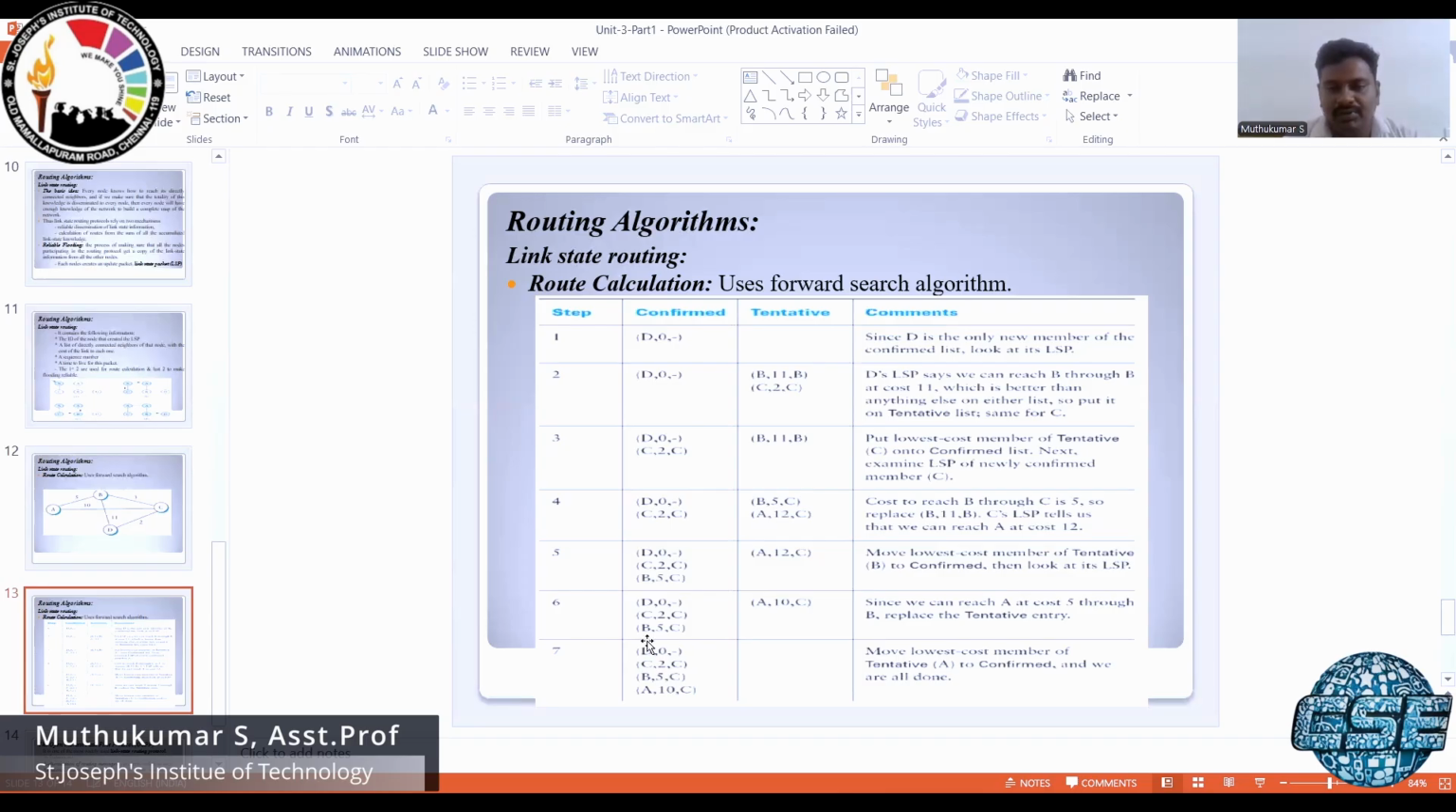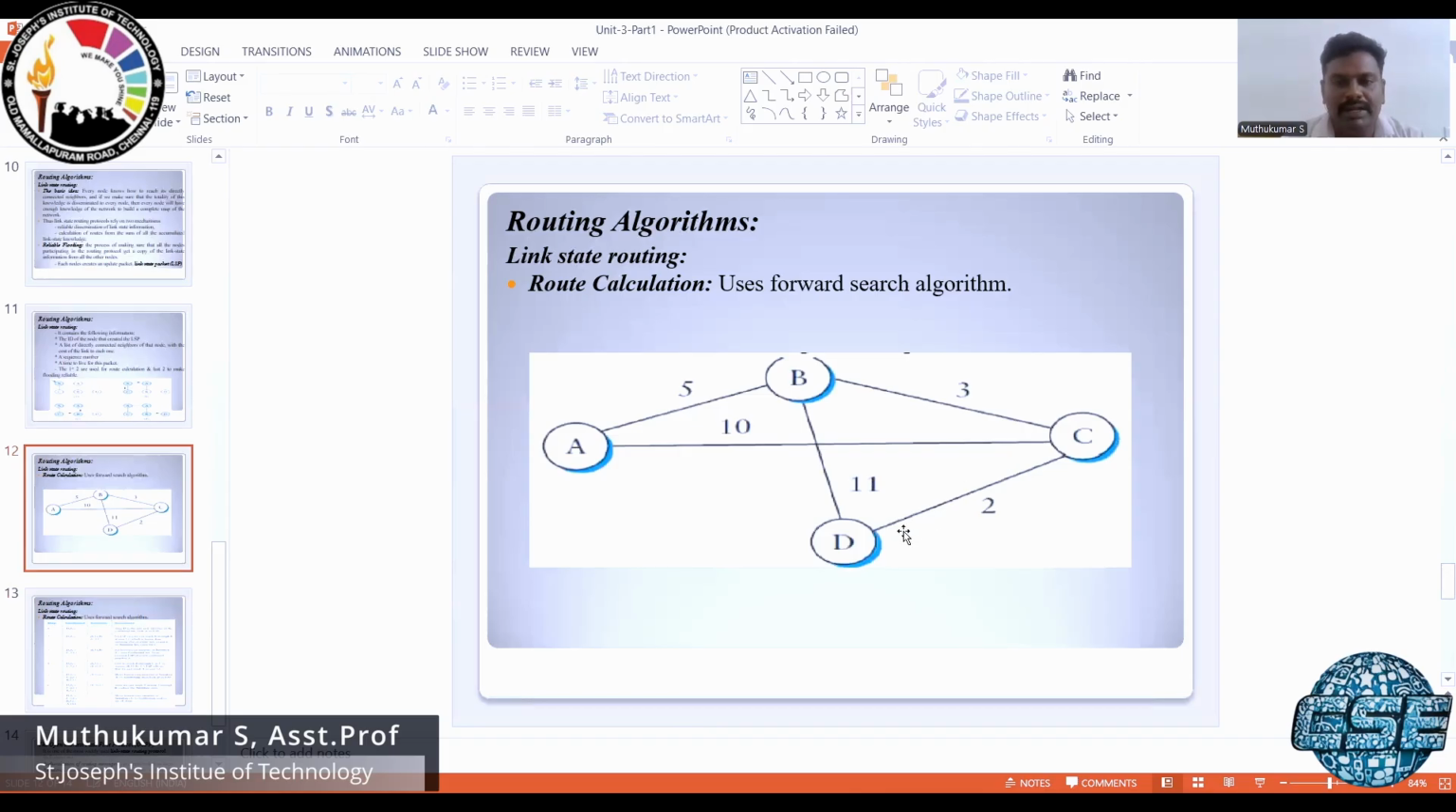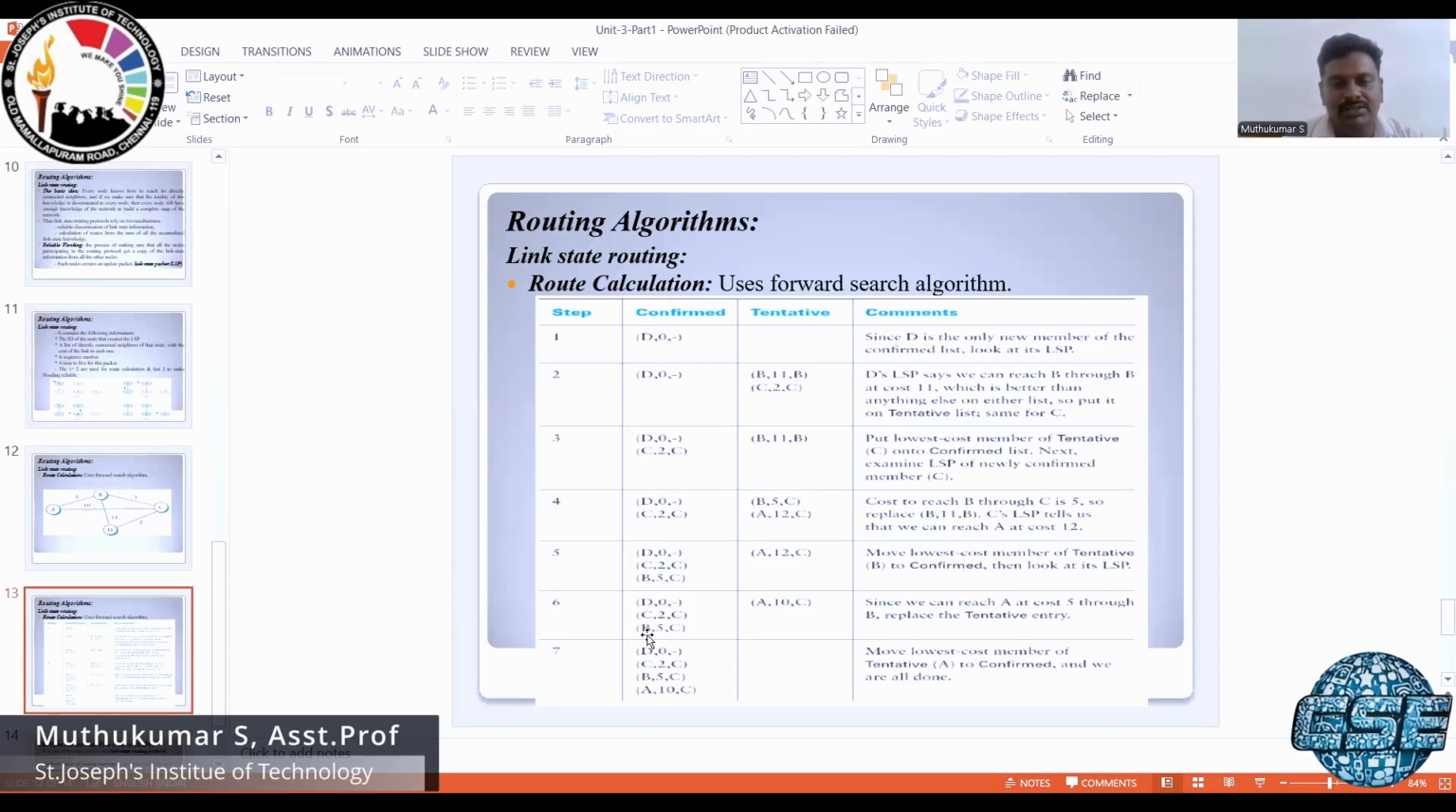So now the confirm list is over because we have reached all the nodes. D to C is over, D to B is over, D to A is also over. So directly connected values are also useful. Then the known information from the neighbors is also useful. So these two are updated. So keep on updating the table based on the information available from the neighbors at periodic intervals. So the final values: D you can reach with 0, C with 2, B with 5 and A with 10.